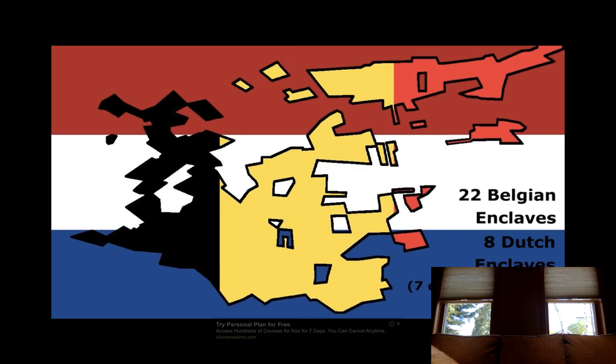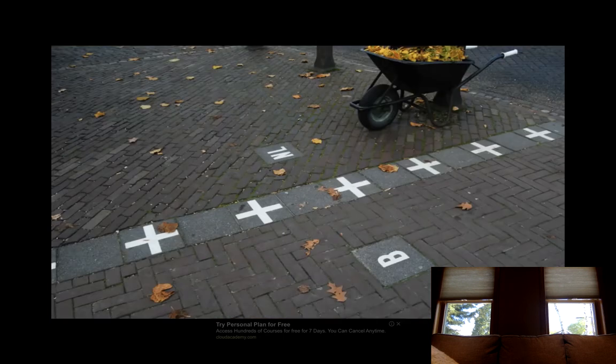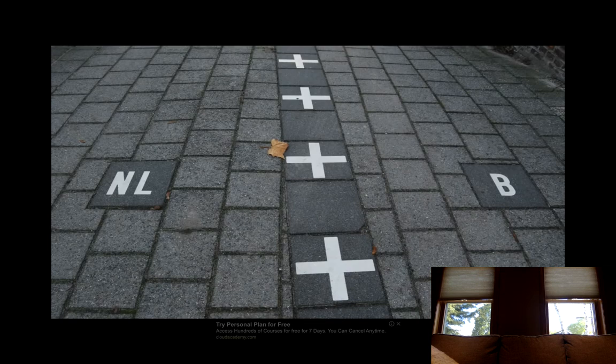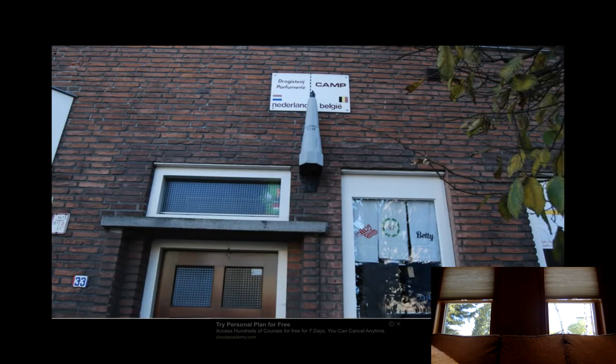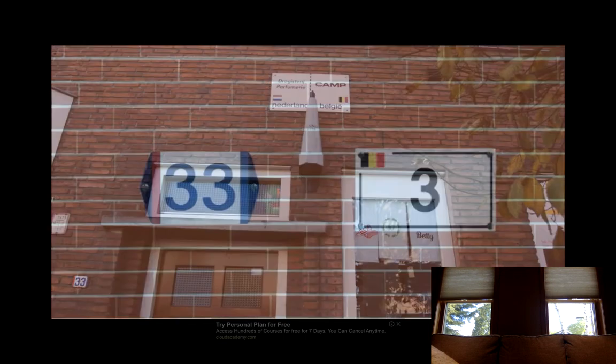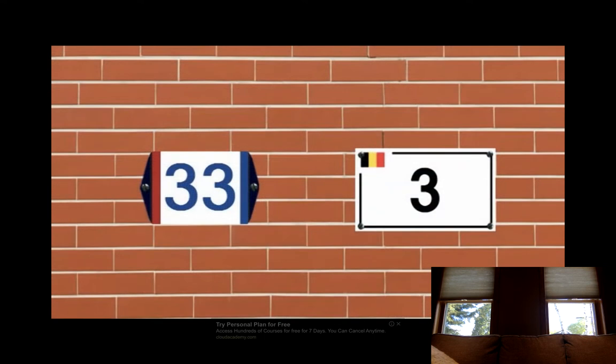But these aren't just imaginary lines. Every single inch of the border within the town is clearly marked, letting you know which country you're in. And the border passes through just about anything. It passes through streets, so next door neighbours may not be living in the same country. House numbers clearly indicate which country the residents are living in.